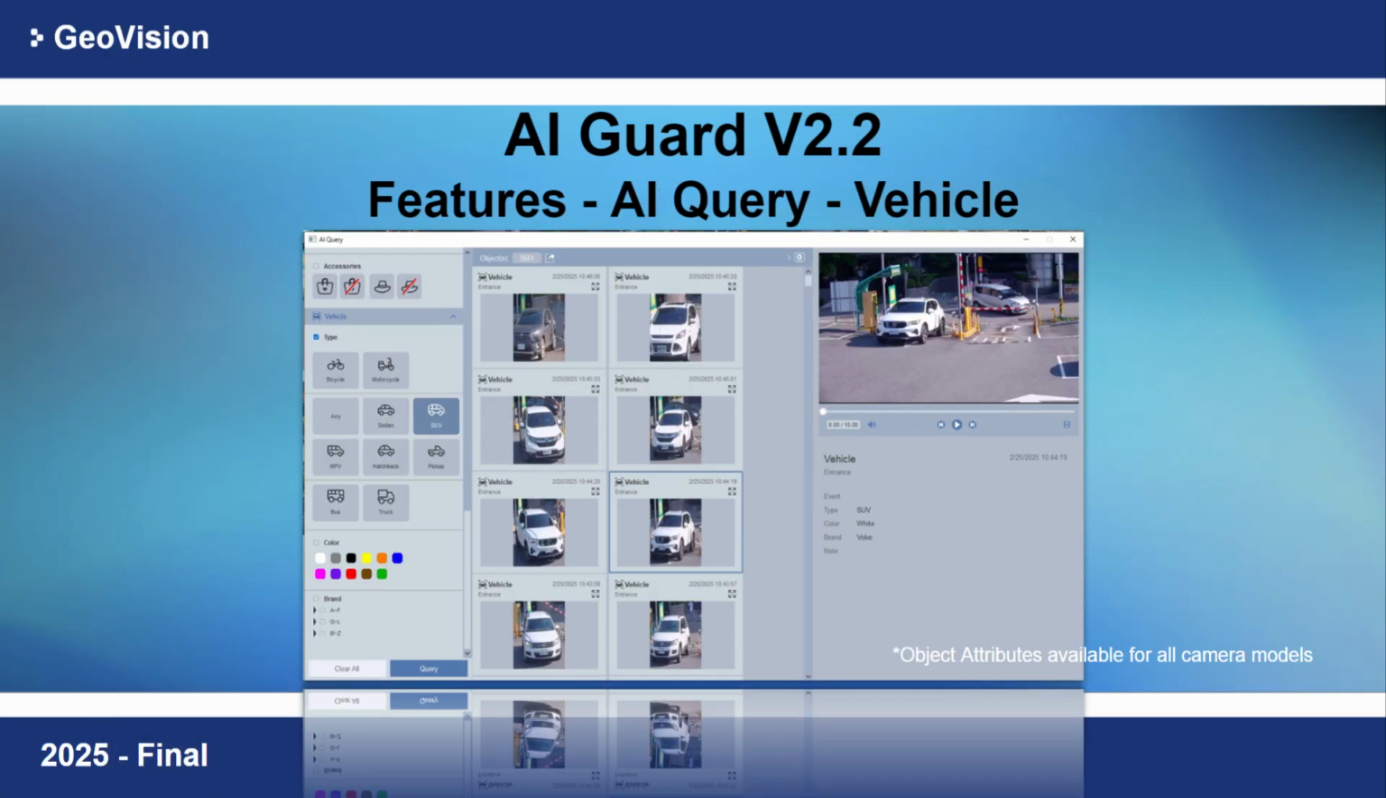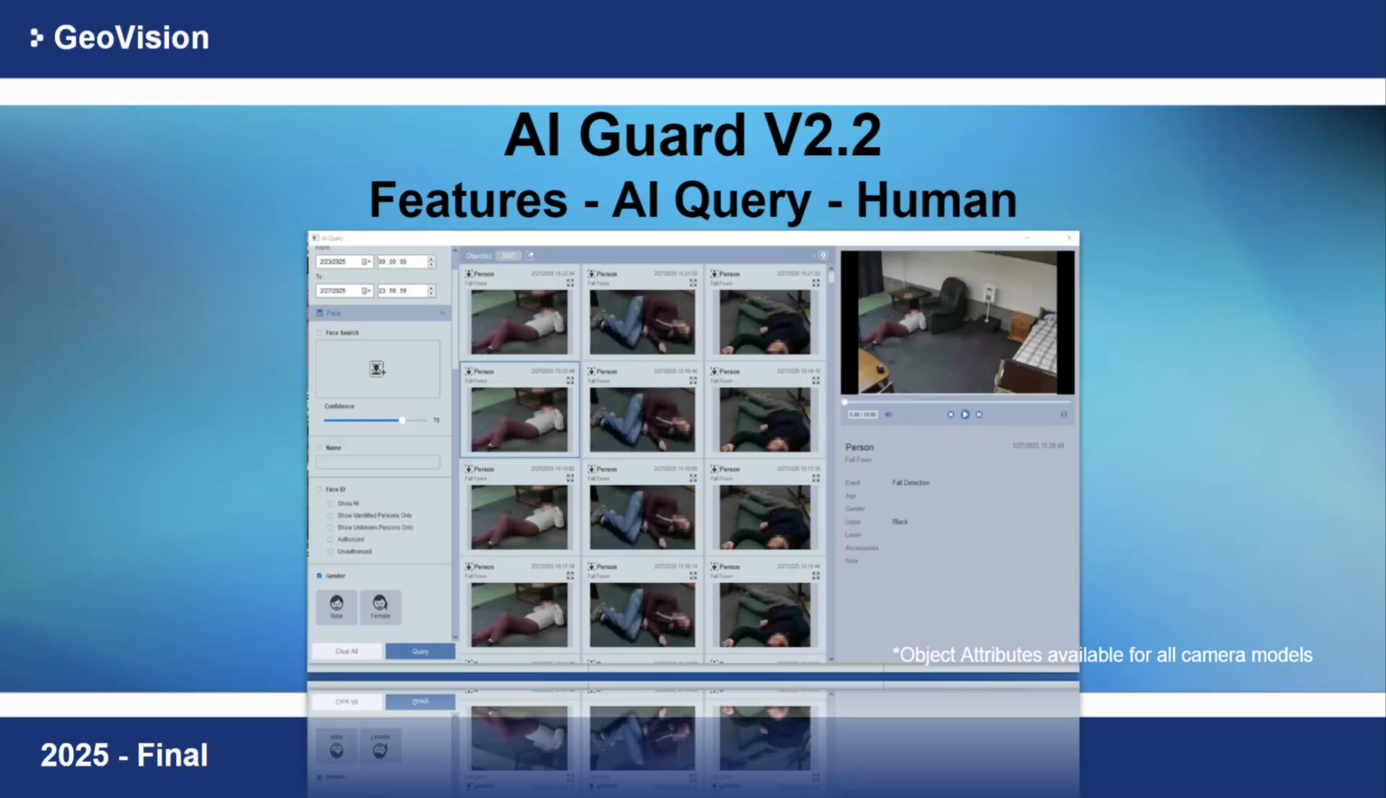Like VMS V20, AI Guard's AI Query offers users the ability to search events by face, AI event type as well as the object attributes of people and vehicles. Users can left-click on the search results and playback the associated video recording directly in the AI Query window.